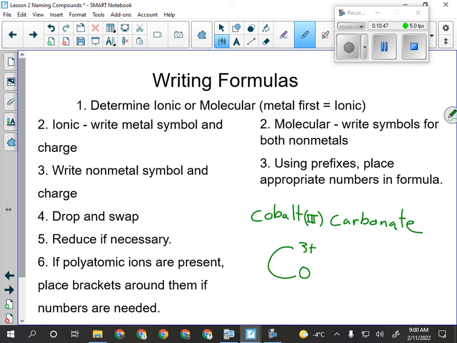Okay, and carbonate. Since it doesn't end in "ide," where am I likely to find it? In the polyatomic ions. Okay, CO3, and its charge is -2. All right, so now I need to drop and swap. So the 2 is going to drop and swap and come right here, and the 3 is going to drop and swap and go right here. All right, what do I need to do since I just put a number beside a polyatomic ion? Brackets.